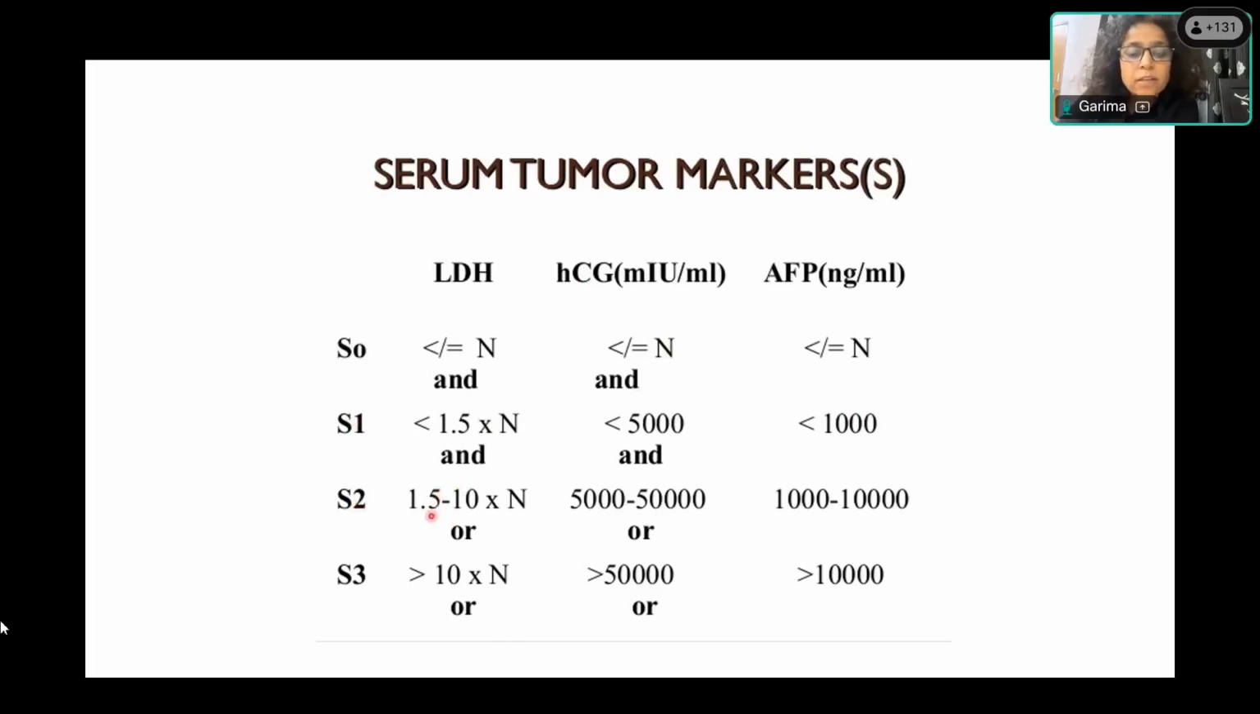Stage 2, when the LDH levels are 1.5 to 10 times that of normal, or the beta HCG levels are 5,000 to 50,000, or the AFP levels are between 1,000 to 10,000. And stage 3, when the LDH levels are more than 10 times the normal, or HCG levels are more than 50,000, or the AFP levels are more than 10,000. So the tumor markers also play a very important role in prognostication and staging of the germ cell tumors.